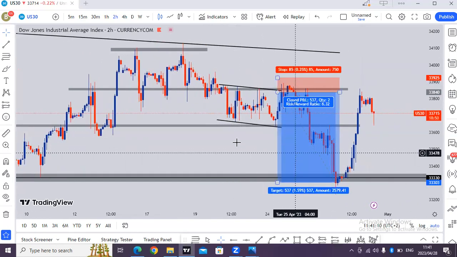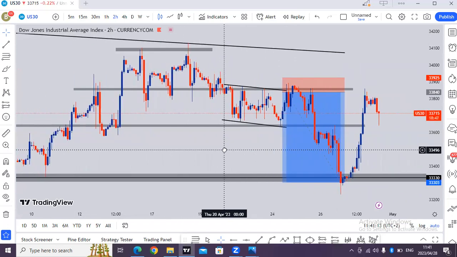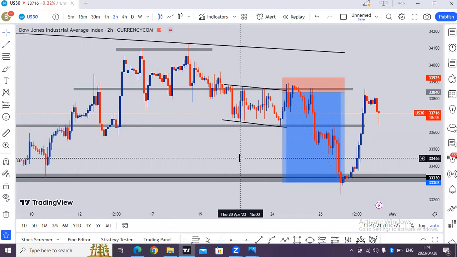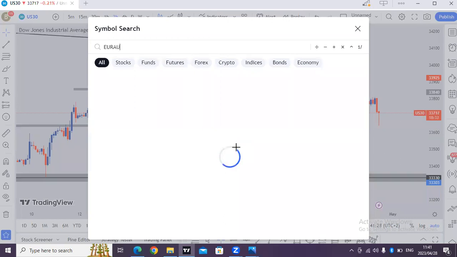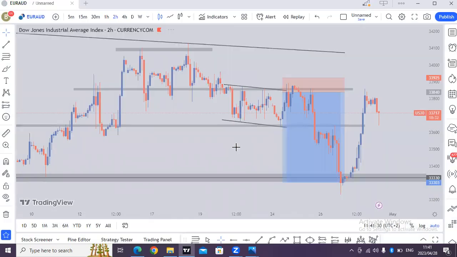Swing trading, guys, you understand? Swing trading pays. I love swing trading. I'm not a day trader. I can day trade, but I prefer to have time to be busy with my stuff. So where do we start? Let's start with Euro AUD and just show you the strategy, guys. And then we can move on to other pairs.